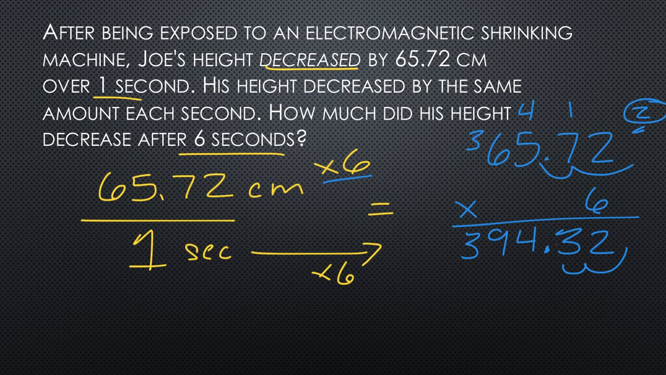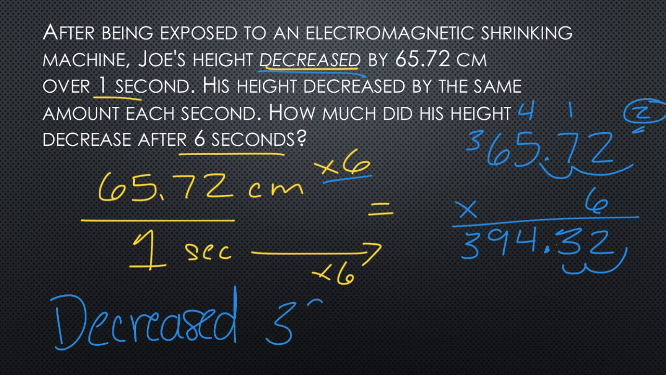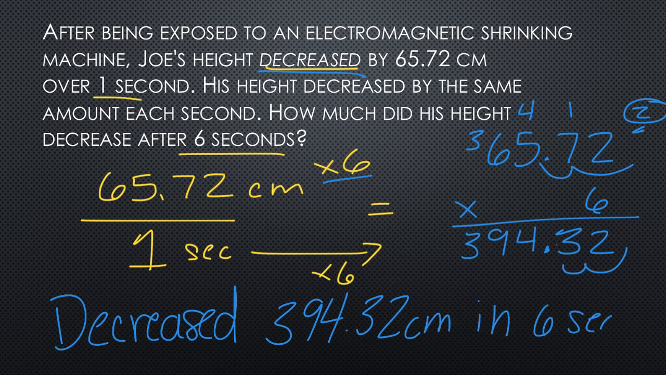So this is what we think we're answering on, but how am I going to write this correctly? And is it positive or negative? Well, it says he's decreasing this much. So he's decreasing. So we're going to actually write this out, not necessarily use the signs, but we do know he's going negative. He's going down in size. So he decreased 394 32 thousandths of a centimeter in 6 seconds.